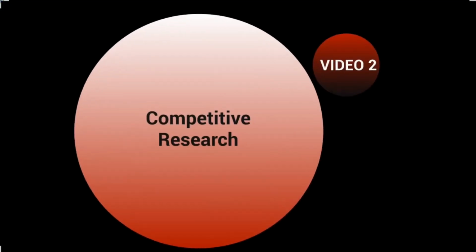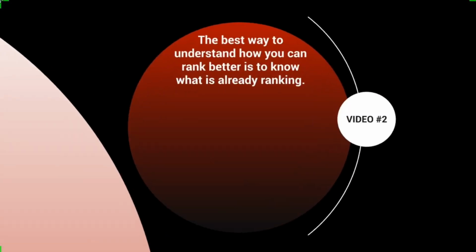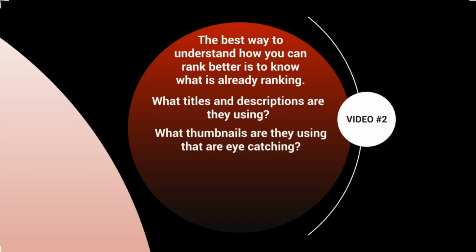Let's talk about competitive research. The best way to understand how you can rank better is to know what is already ranking in your niche or your market. So what we want to do here is analyze the videos that are on top. I want you to specifically look at what titles and descriptions they are using, what eye-catching thumbnails they are using, and what the user experience is like when you click through those videos.